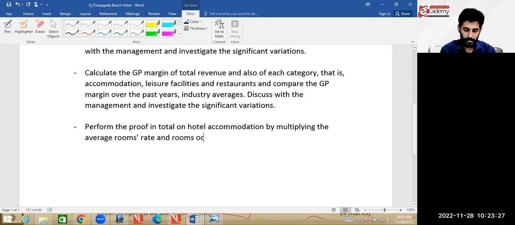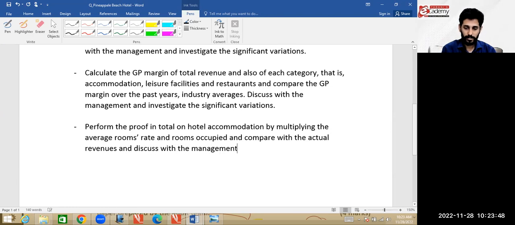Rooms occupied. And compare with the actual revenues. And discuss with the management. And investigate the significant variations. Now, these are the things which we had written. These four procedures.